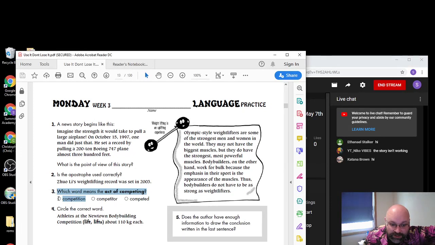This one would be competition. A competitor is the person doing the competing, and competed would be to have done it in the past. The actual act of competing would be the competition. So the first one would be the correct answer. Number 4, they want you to circle the correct words. This is pretty easy. You just circle either lift or lifts.